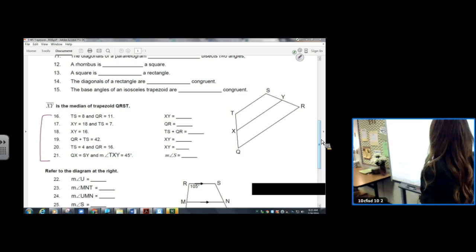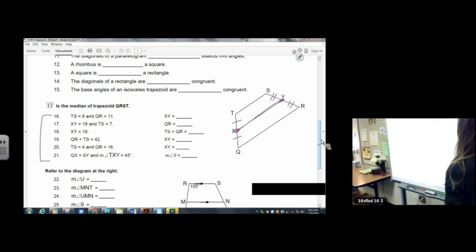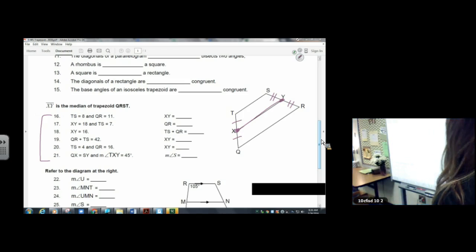But we do know that a mid-segment or median connects a midpoint to a midpoint. So X is the midpoint of TQ and Y is the midpoint of SR. That's really important. All right, let's look at number 16.